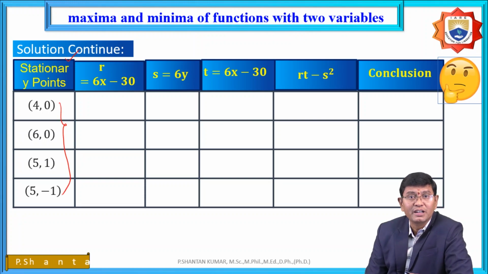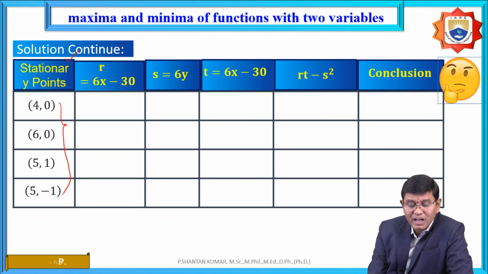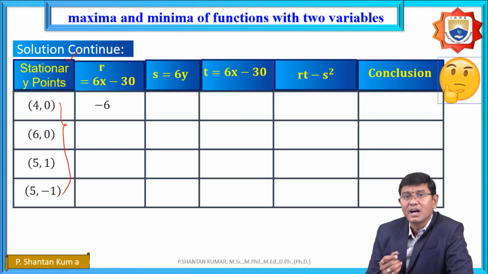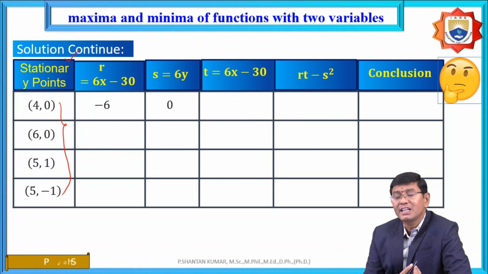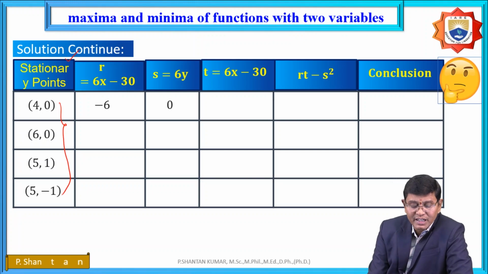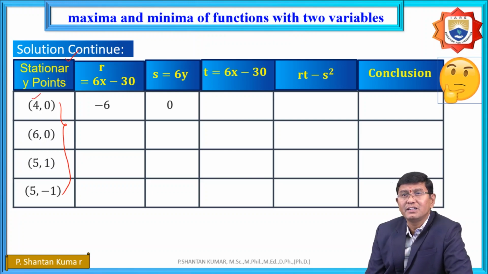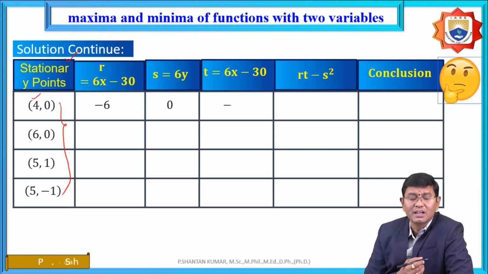At each stationary point individually, as per the working rule, we need to replace the values in r. That means in place of 4 comma 0 in r, 6 into 4 is 24, minus 30. The value of r is clearly minus 6. And similarly, s at y is equal to 0 is nothing but 0. That means s is equal to 0. And t is 6x minus 30. Here x is 4, that is 6 into 4, the same as before, so minus 6 is the value.